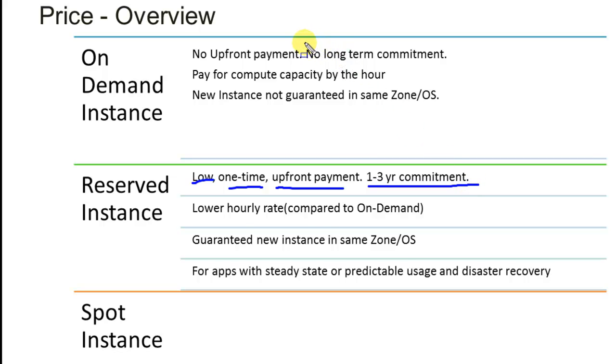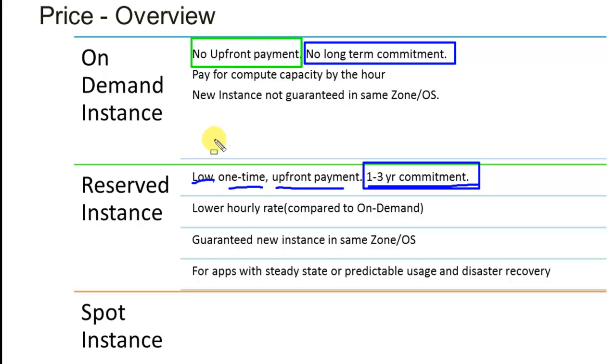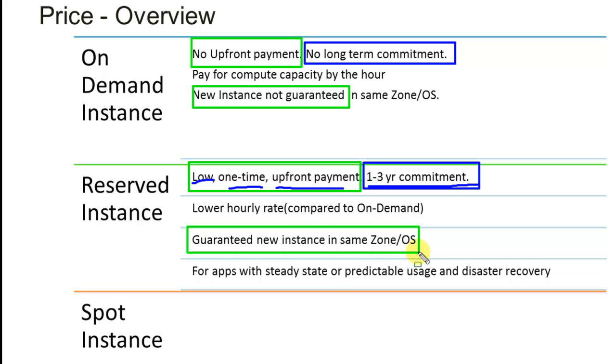Here it was no long-term commitment. Here there is a 1 to 3 year commitment. Here there is no upfront payment. Here there is a low one-time upfront payment. Okay, so see the difference. Rest of the things are the same: new instance not guaranteed. You see, new instance not guaranteed. Guaranteed new instance in same zone or operating system. Okay, so this is the difference between these and that.